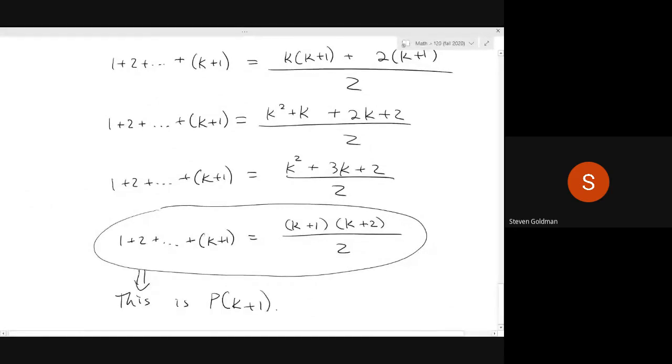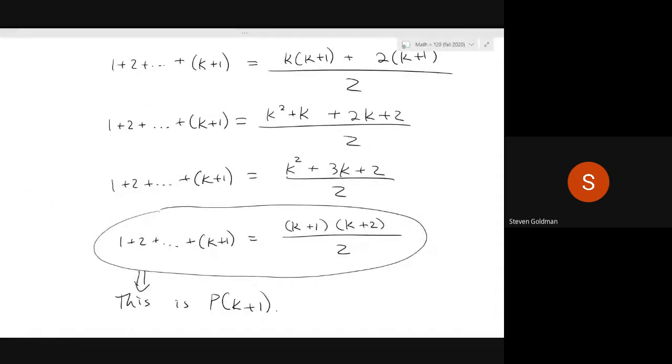So I started with p of k, and I was able to derive from it p of k plus 1, the conclusion. So I started with the hypothesis, and I showed that if the hypothesis is true, if p of k is true, p of k plus 1 can be derived from it, which means p of k plus 1 has to also be true. Okay, so that means that the inductive step is now complete.